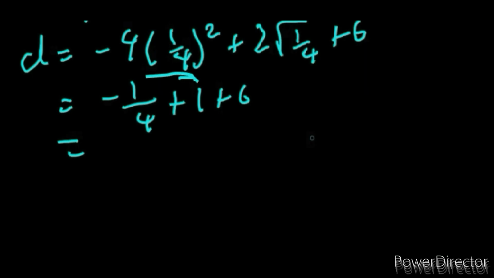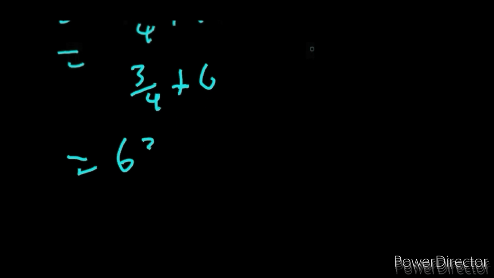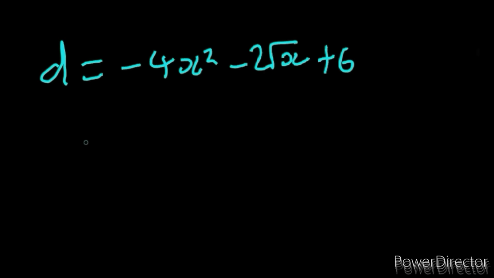So this part is going to give us 3 over 4. Then we're going to have plus 6. So 6 plus 3 over 4 is the same as 6 and 3/4. When we convert it to an improper fraction, 6 times 4 is 24, plus 3 is 27. So we literally have 27 over 4. Alright, you can verify this. So the answer to this was 27 over 4.